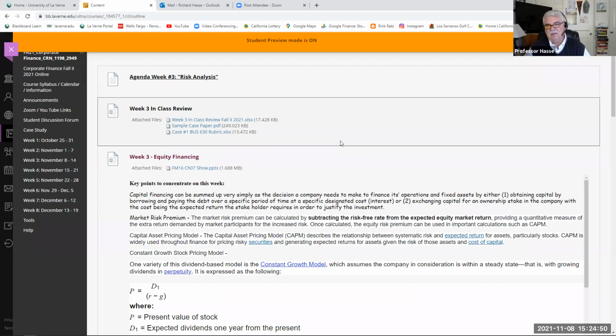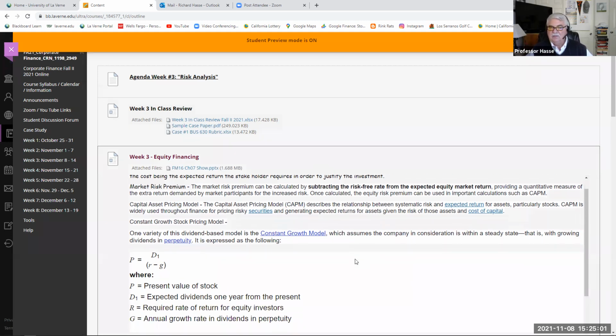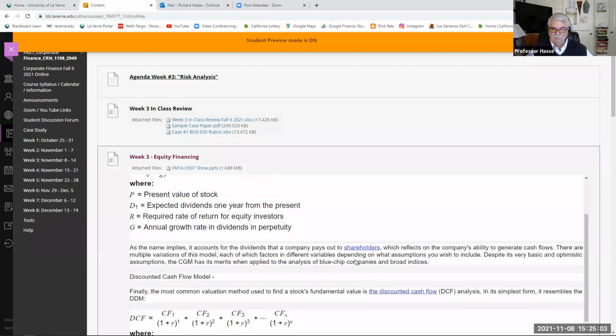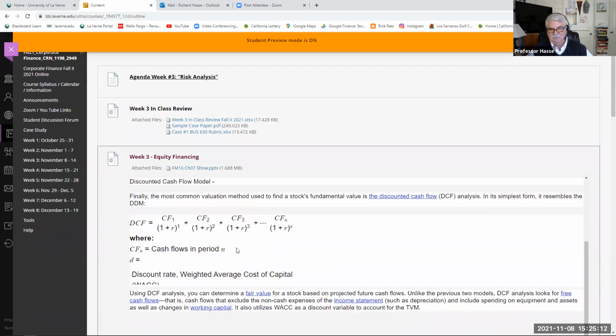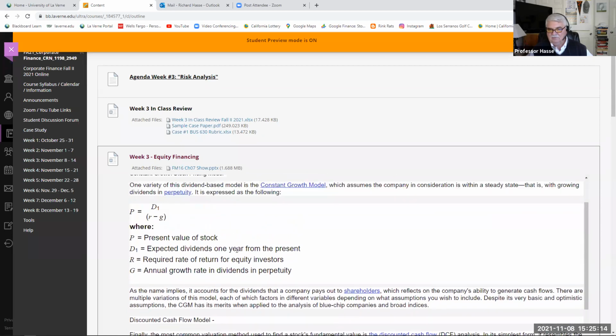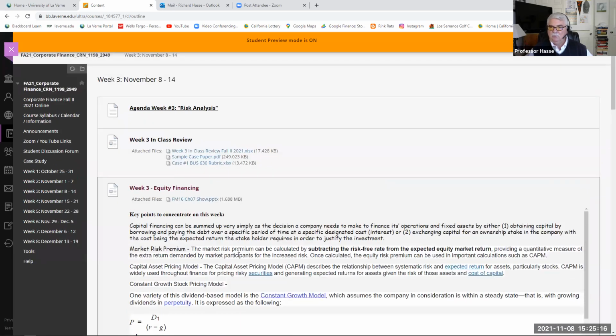On Friday, in our Friday video, we're going to be looking at the constant growth stock pricing model, how to determine what we think a stock price is going to be in the future by using a constant growth model. We'll also talk about the second example of determining stock value, the discounted cash flow method of determining stock price. These are two important concepts to understand in understanding what it takes to finance a business through equity.